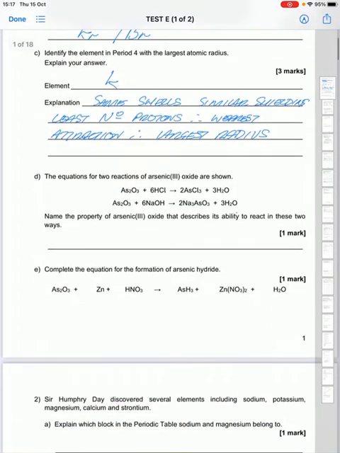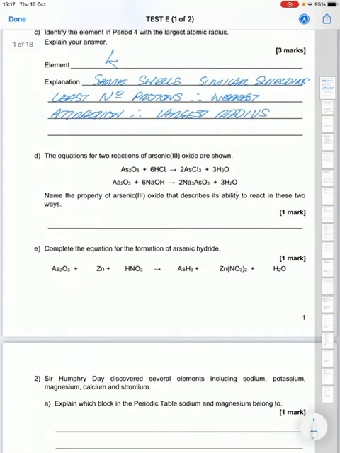Okay, next one. So property of arsenic that describes what's happening here. Well, it's reacting with an acid and also a base, which means it's going to be amphoteric. And then complete the equation for the formation of arsenic hydride. So now what we need to do here is we need to break this down into its redox elements.